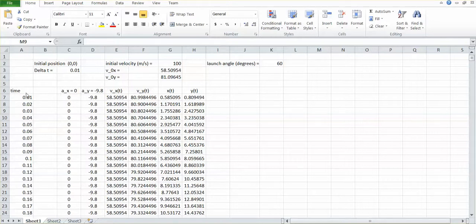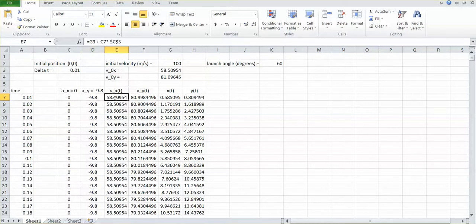What we have here is delta t, which is the simulation time. We're going to look at this in time steps of 1/100th of a second, so each time is the previous time plus that time step. Here we have the acceleration in the x direction, the horizontal acceleration due to gravity, which is 0, of course. Downward in the y direction, minus 9.8. Notice that when I say minus 9.8, I'm implying that upwards is positive.